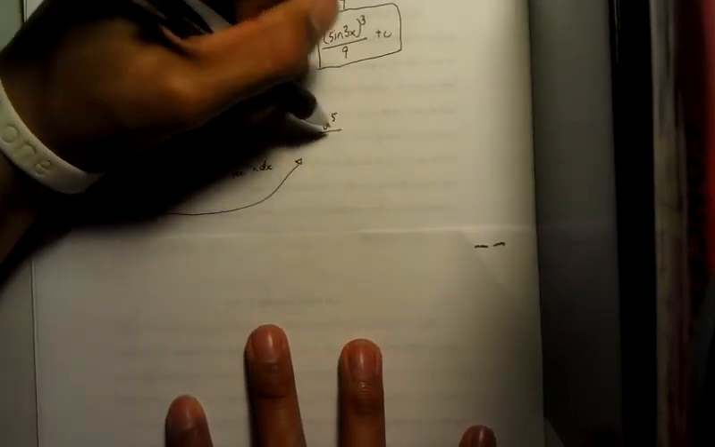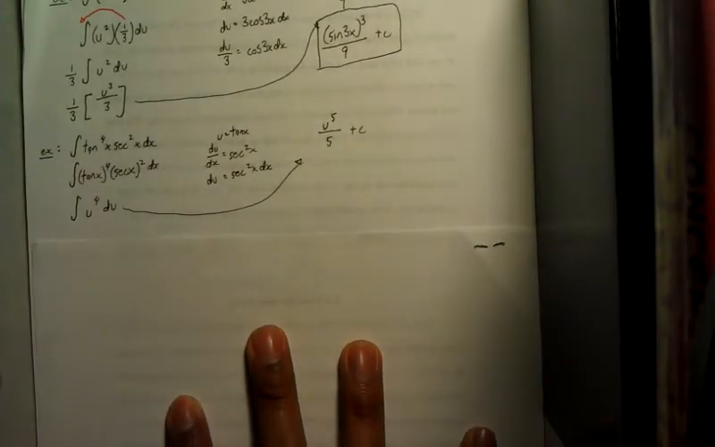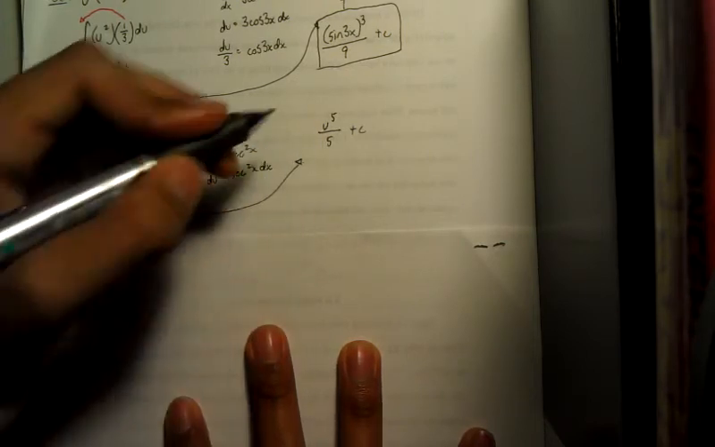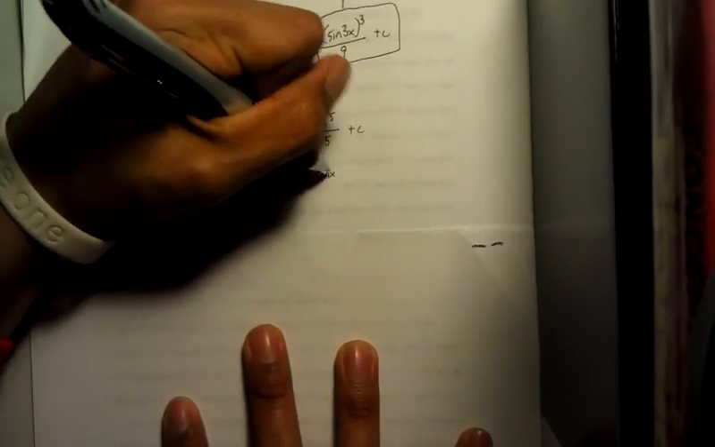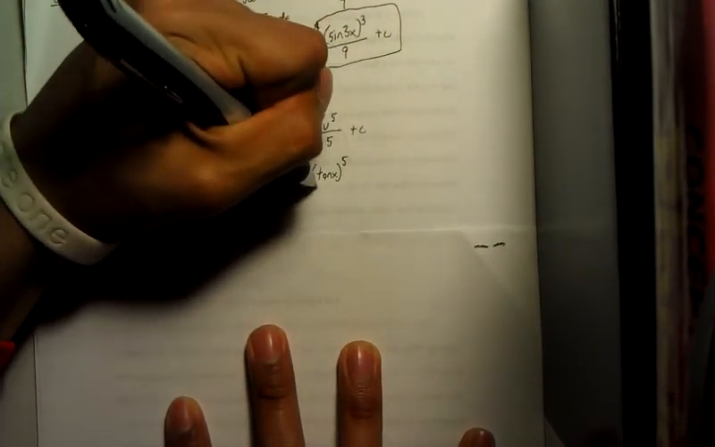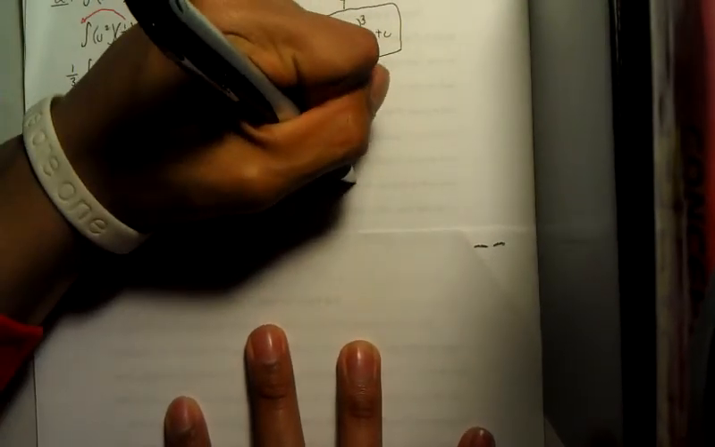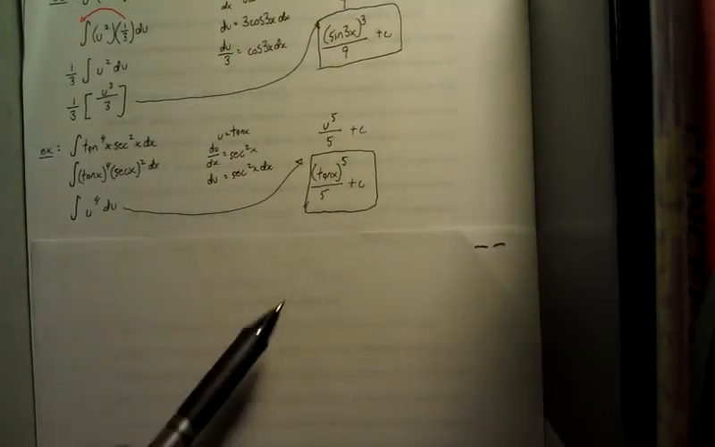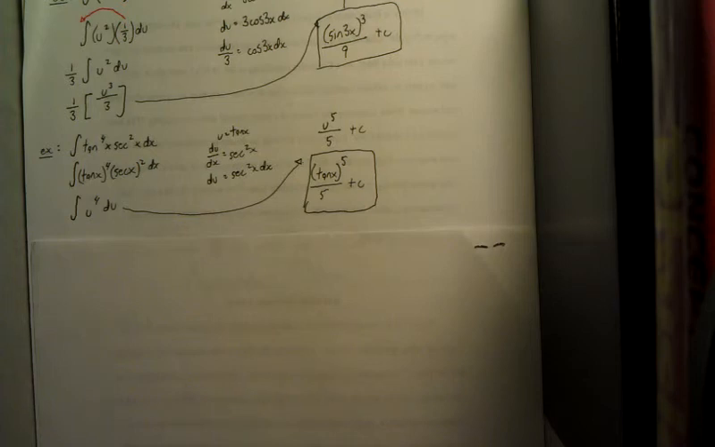Basic integration, raise the power up one, divide by the new power, add c, since this is indefinite integration. Plug our u substitution back into our equation. And there is our integral for this problem.